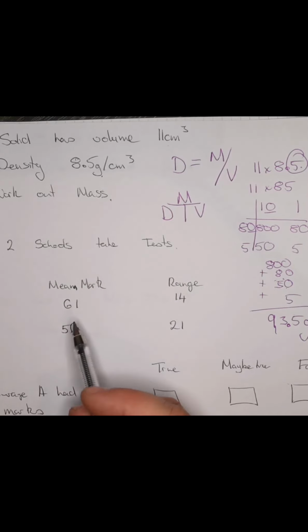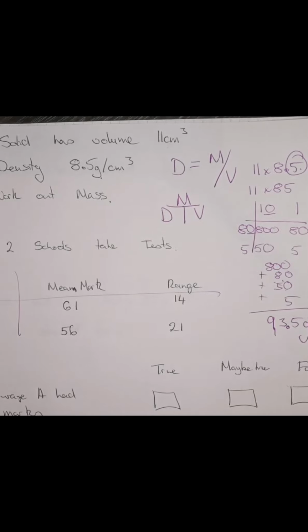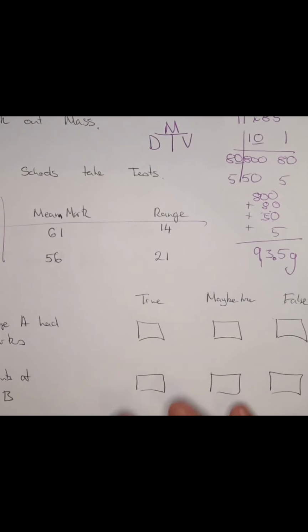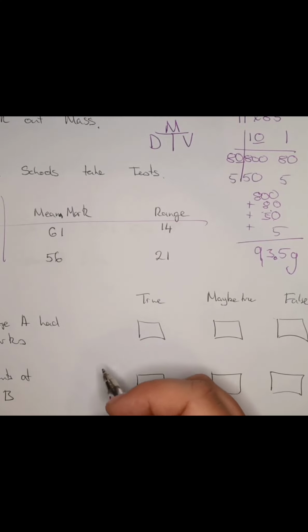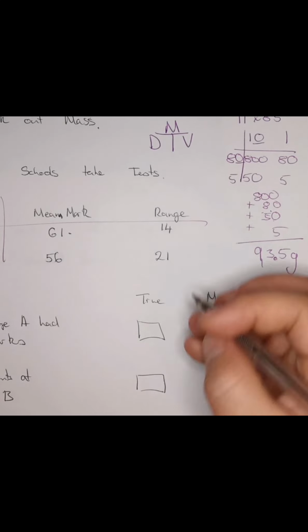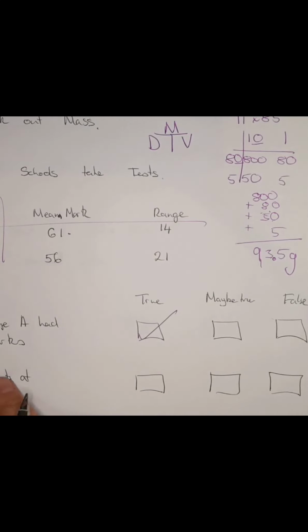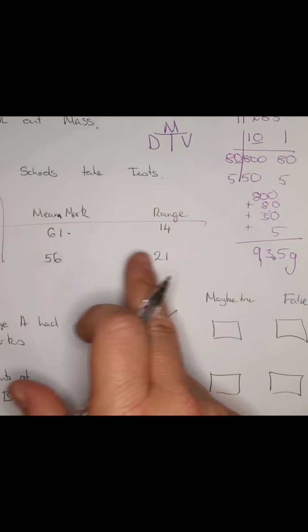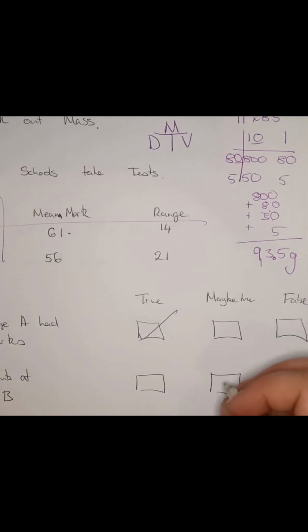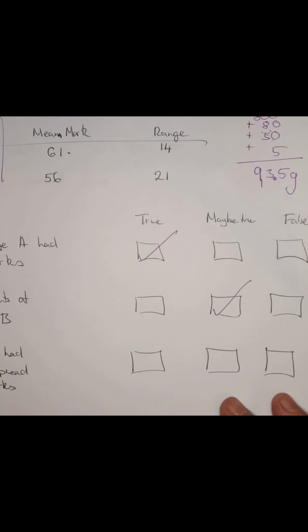Two schools take tests. I've got this table that tells me about their mean marks and their range. On average, A had higher marks. I agree with that. The mean is the average, isn't it? So that is true. More students at school B. It's only telling me their average mark and their range, so I don't know, that might be true. I don't know if that's true. Got no idea how many students are there.